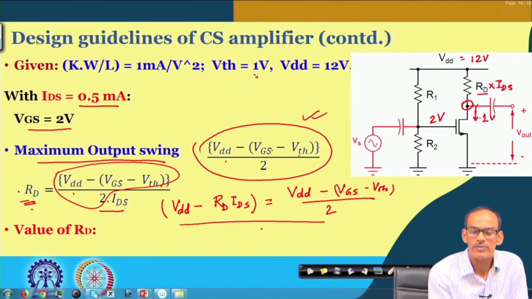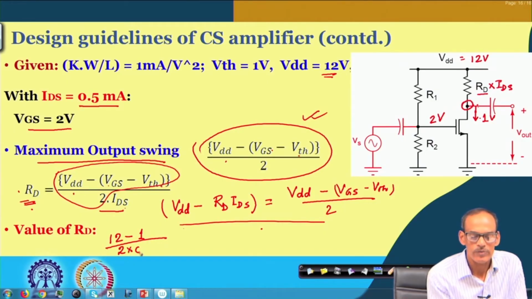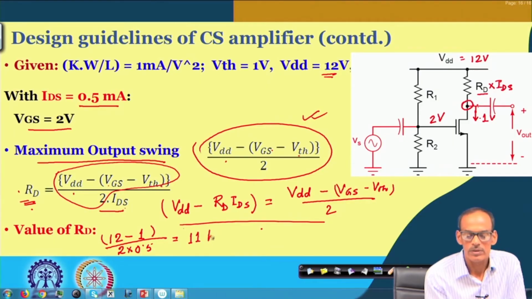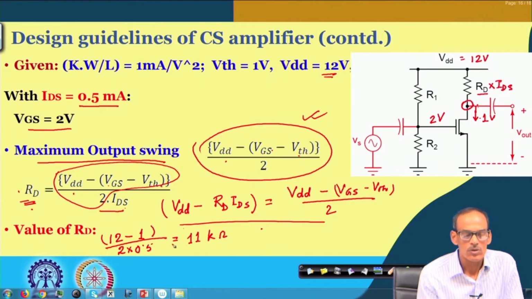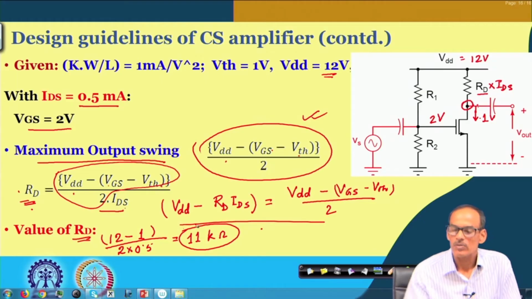V D D we do have 12 volt. So, 12 minus V G S minus V T H, that is 1 volt, and then divided by 2 into 0.5 milliampere. So, that gives us 11 kilo ohms. So, this R D we obtain this one. So, now we obtain this R D, R 1 and R 2.